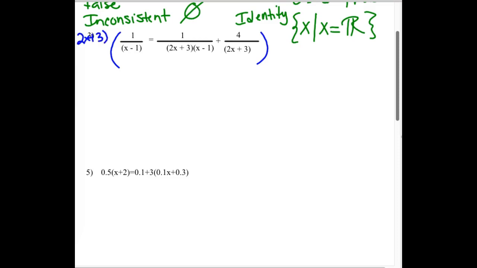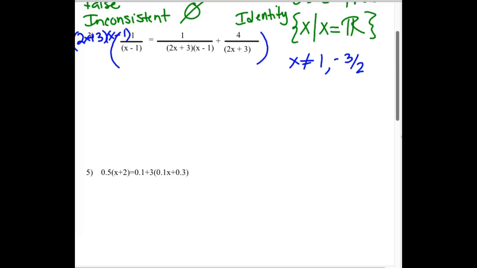All right, we need a 2x plus 3 and we need an x minus 1. What would we have for domain restrictions? In other words, what x's do we have to be careful not to use? What makes our denominator 0? 1 or negative 3/2? Okay, so we have to watch out for those.